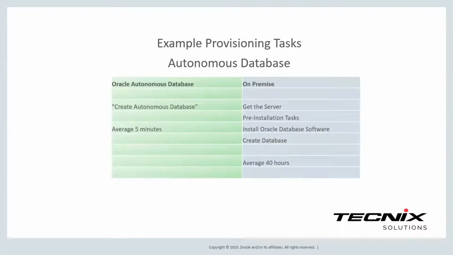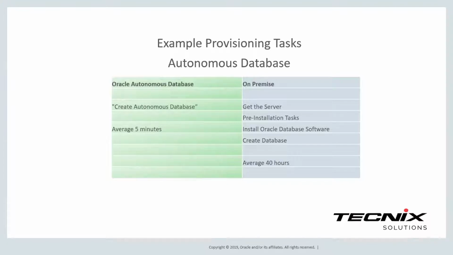In the Oracle Autonomous Database, provisioning the database is very simple. When we are in the console, we only have to click on Create Autonomous Database, enter this data, CPU, storage, and region, and we are going to have a database available in less than 5 minutes.